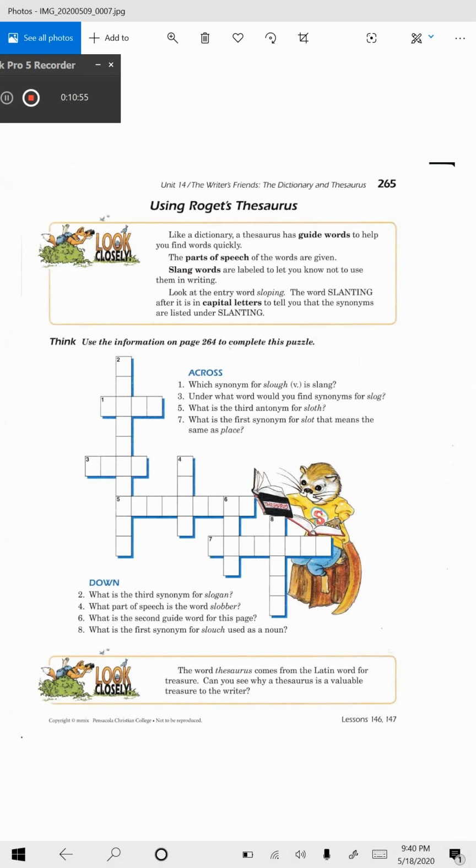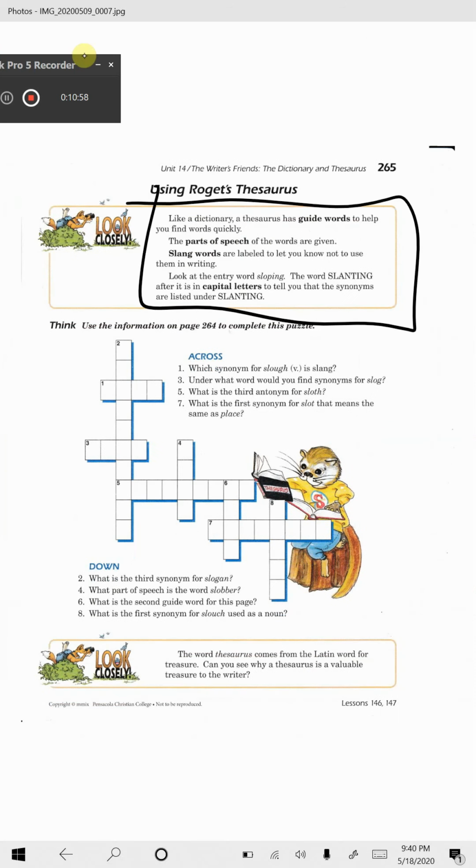Something I want you to notice, there's things up here they're going to tell us about. So I already talked about the guide words at the top. I already talked about the parts of speech. It'll tell you what part of speech. It will also talk about slang words.